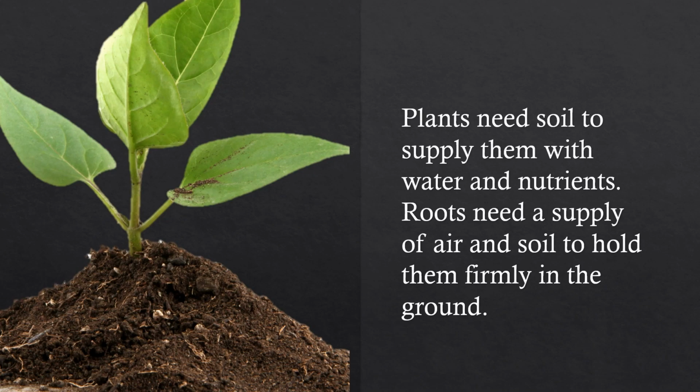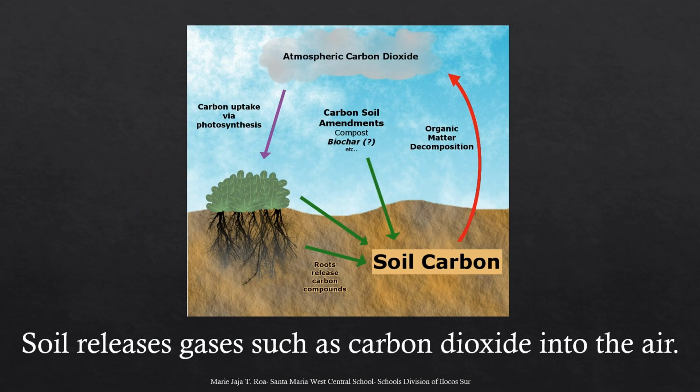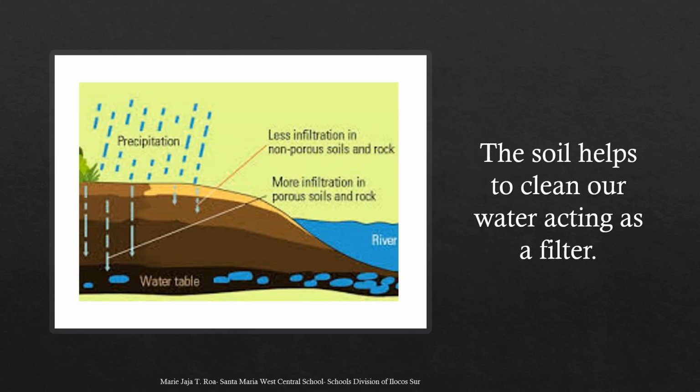Plants need soil to supply them with water and nutrients. Roots need a supply of air and soil to hold them firmly on the ground. Soil releases gases such as carbon dioxide into the air. The soil helps to clean our water, acting as a filter.